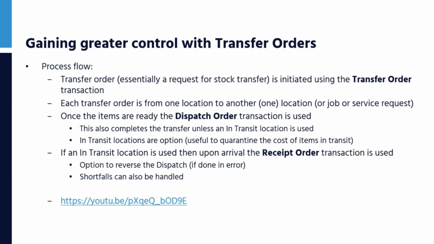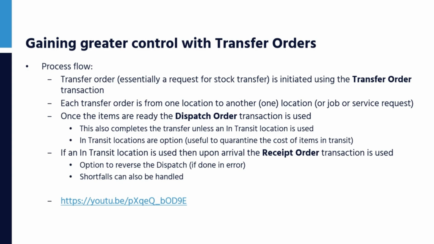And as we said, we've introduced transfer orders recently. So the process flow is generally a transfer order is initiated as a request for stock transfer. It could be the flip side of that, saying this is what we are going to be transferring you. So it's dictating that's what's being transferred to a location. But generally it is a request for items to be transferred to another location. So you initiate that with the transfer order.